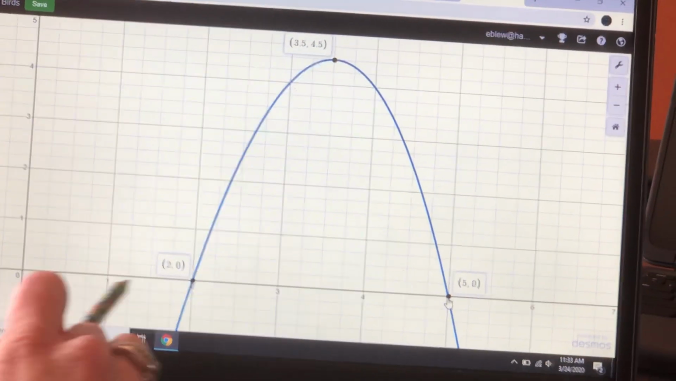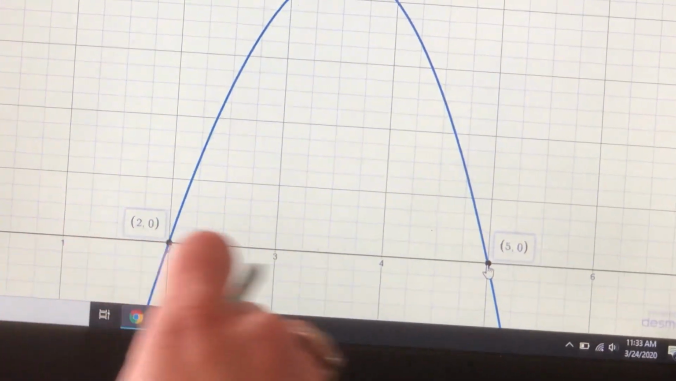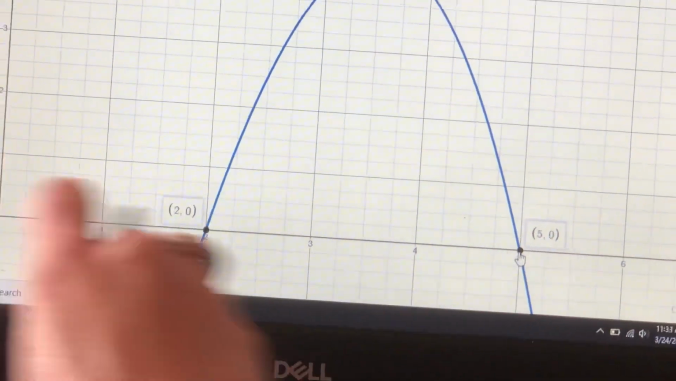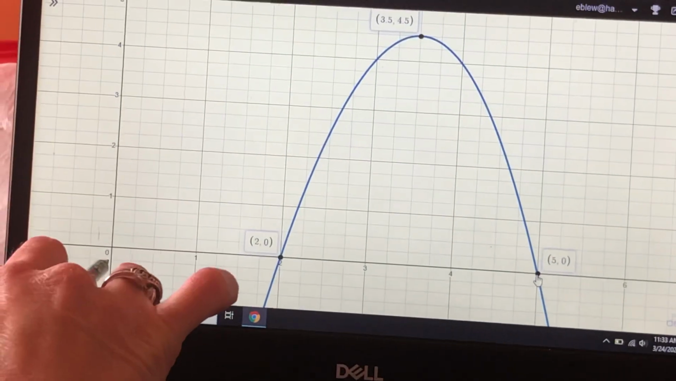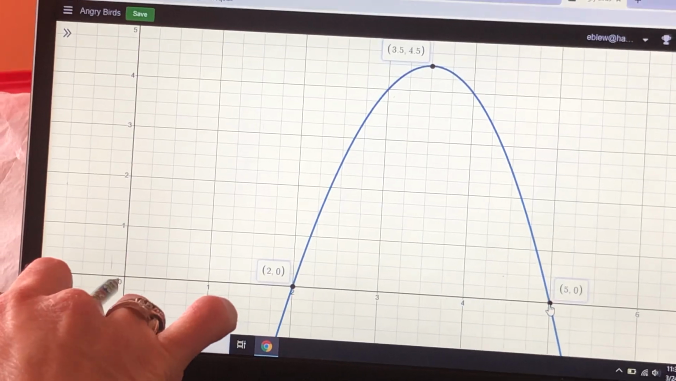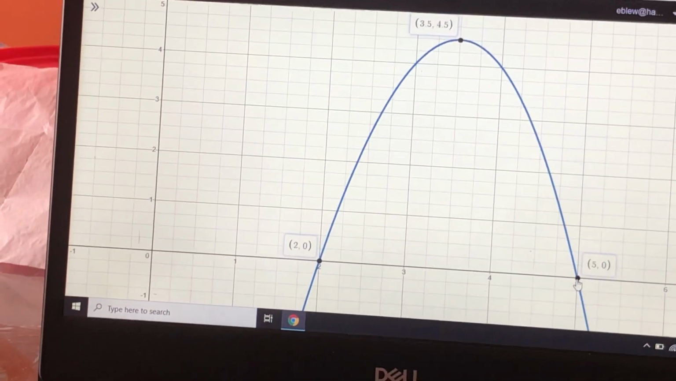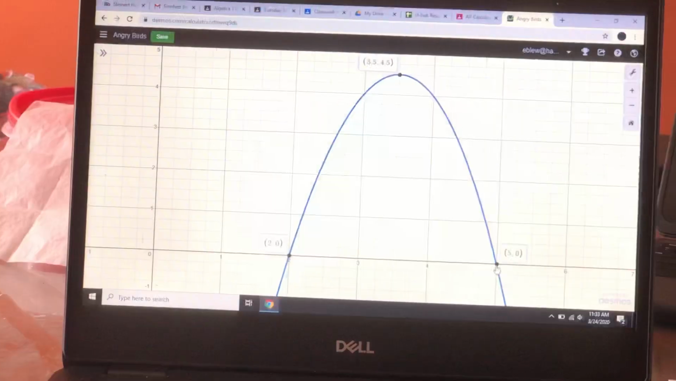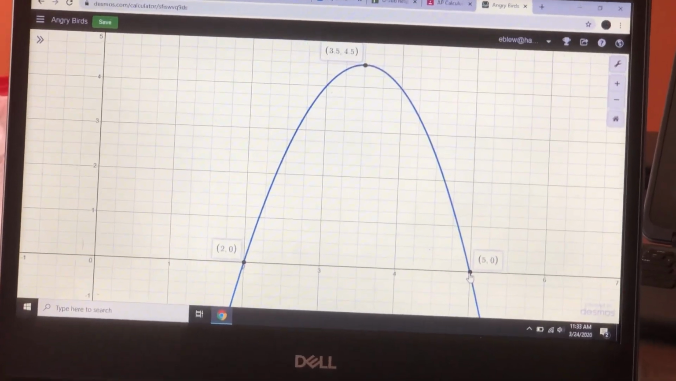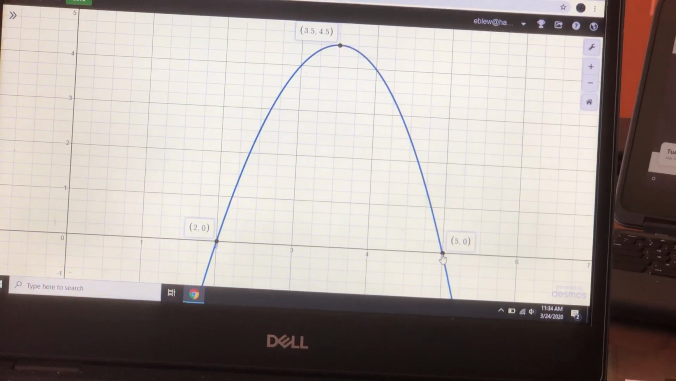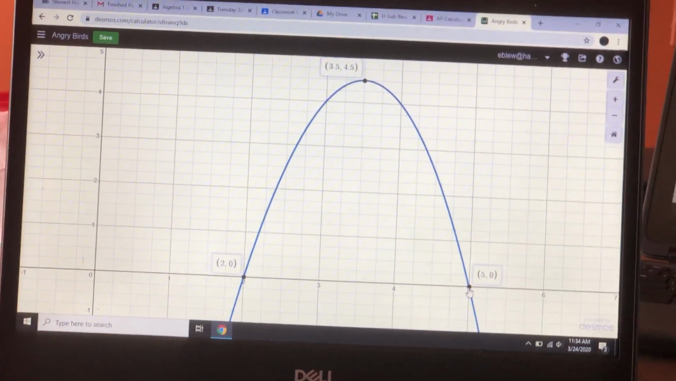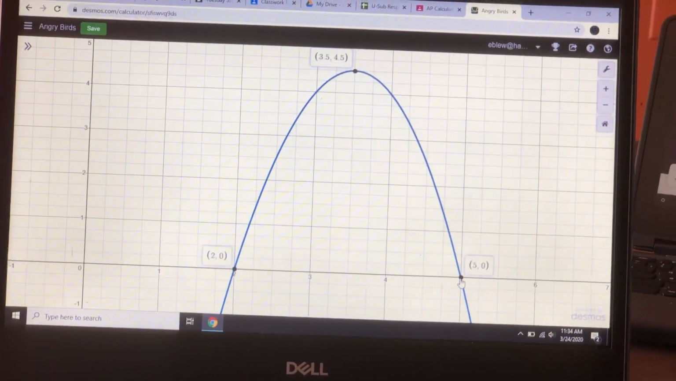Here our independent variable x represents the horizontal distance that the bird's flight went on, whereas our y-axis, our dependent variable, represents the height of the bird as it's moving along its path. So part one of step 2 asks us to find the maximum height of the bird.